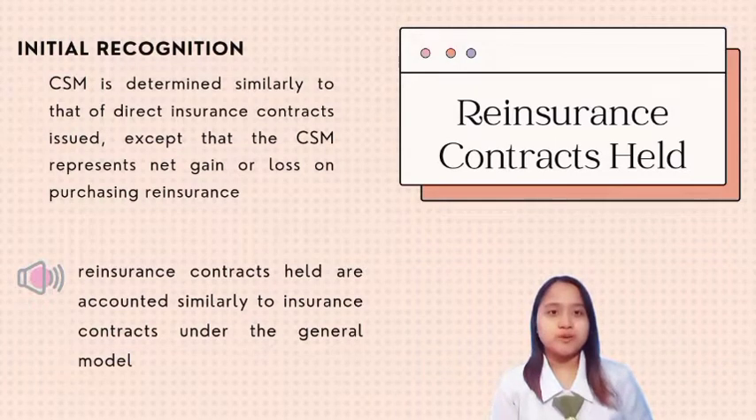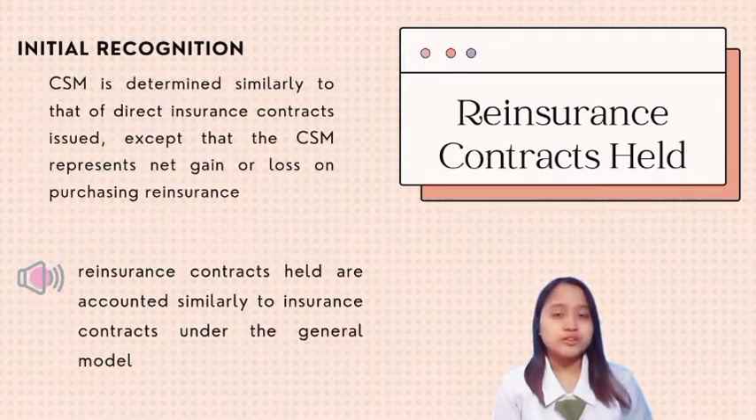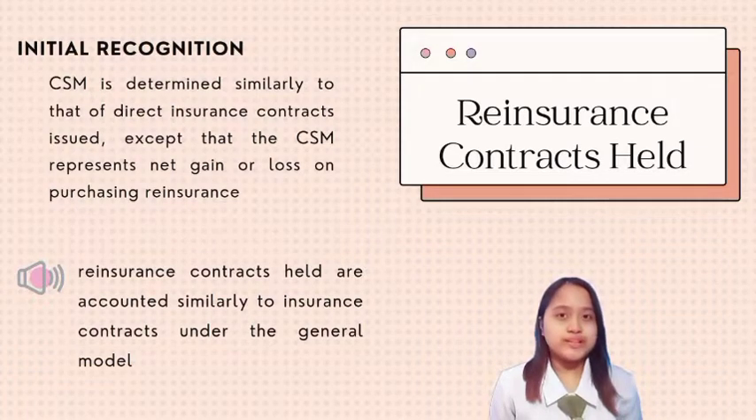The risk adjustment for non-financial risk is estimated to represent the transfer of risk from the holder of the reinsurance contract to the reinsurer. On initial recognition, the contractual service margin is determined similarly to that of insurance contracts issued. Maliban sa yung contractual service margin represents net gain or loss on purchasing reinsurance. Sa initial recognition, yung net gain or loss na ito ay dinidefer unless yung net loss relates to events that occurred before purchasing a reinsurance contract, in which case it is expensed immediately.